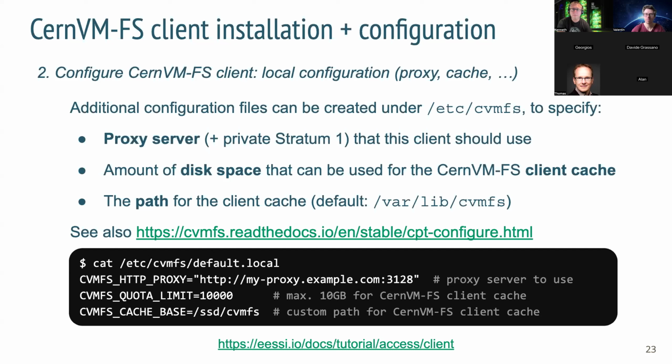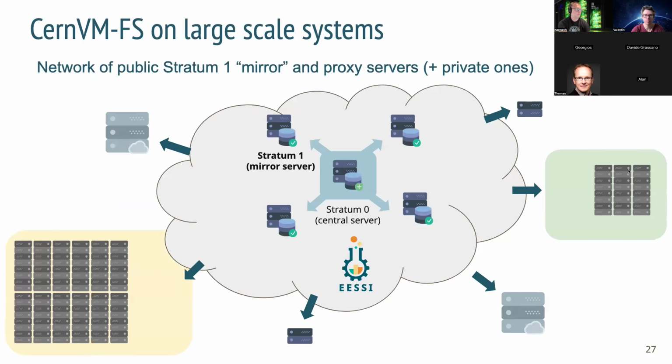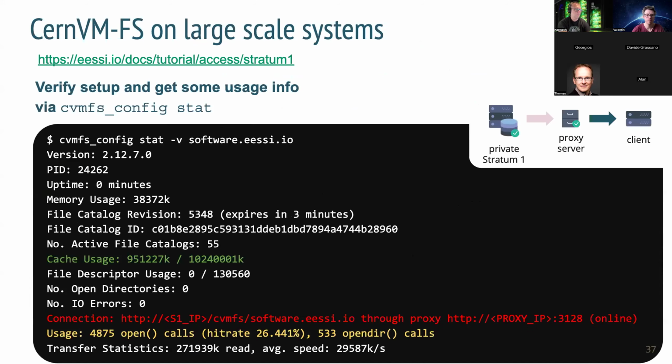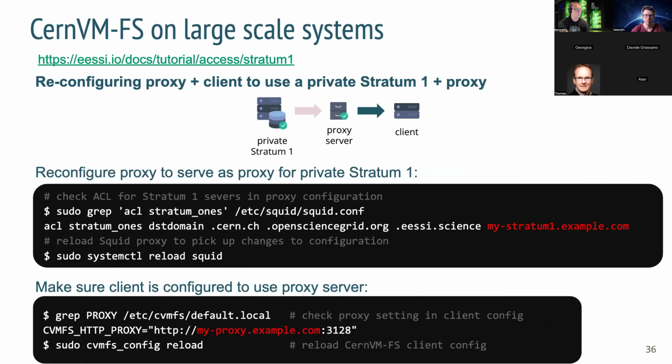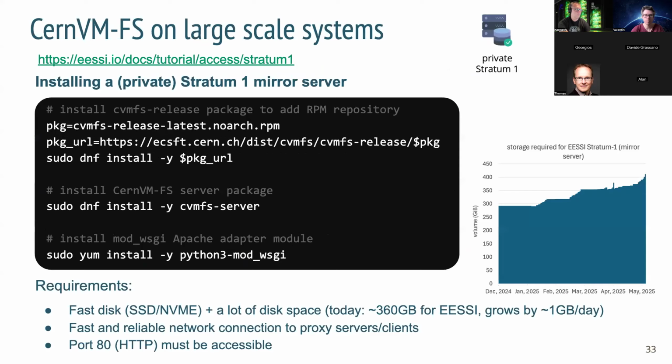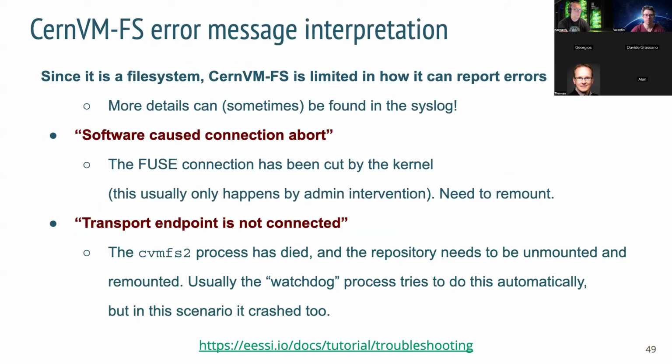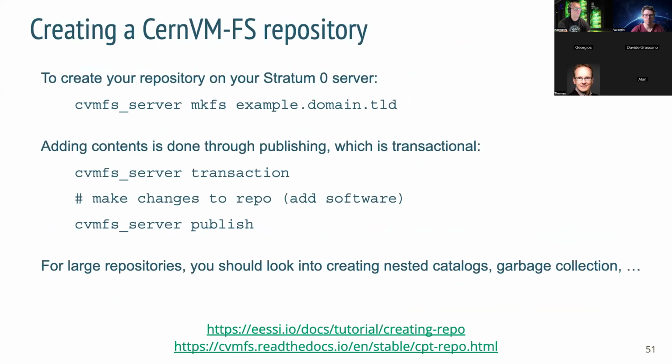I was wondering about transactions. So if you do a transaction on the stratum 0, and let's say you're publishing, I don't know, 5 new files, is that an atomic operation? So do all 5 new files appear at the same time? And if so, does that sort of atomic behavior propagate through the whole stack? So is it also atomic on the stratum 1s and on the client side?